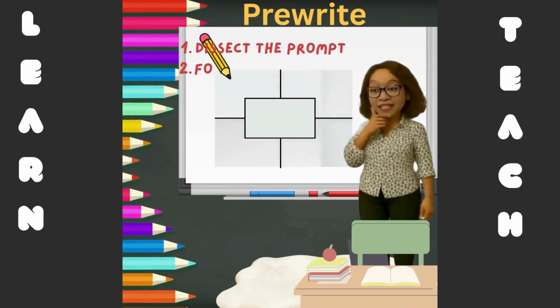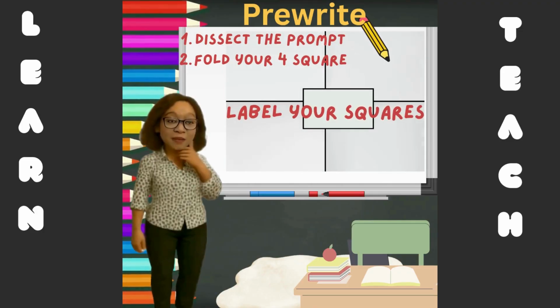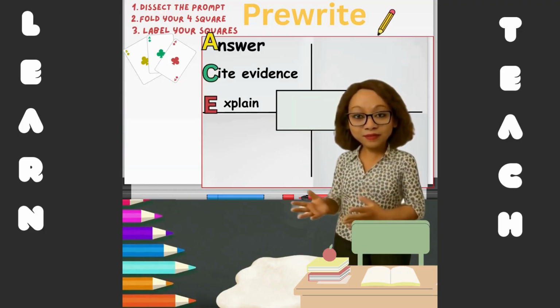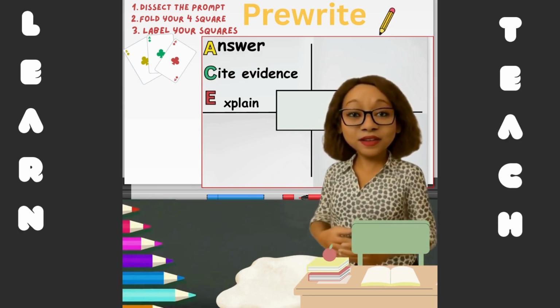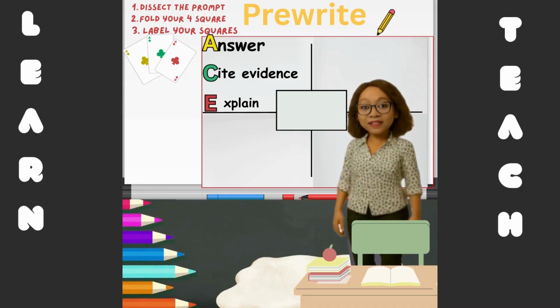Now that we have dissected the prompt and prepared our 4 square, it's time to label our squares. A, C, E. When we have an informative or opinion prompt, we ACE it. A stands for answer, C stands for cite evidence, and E stands for explain.